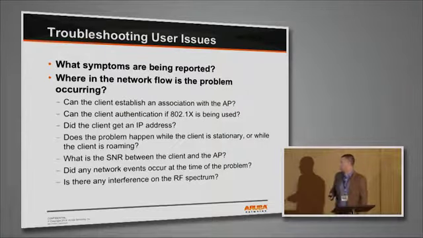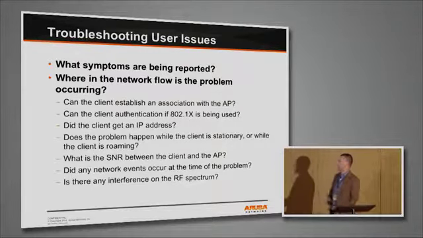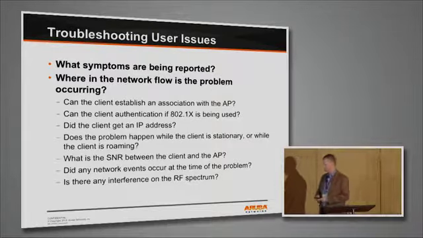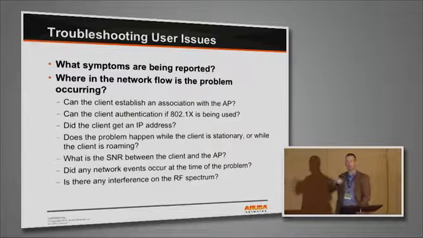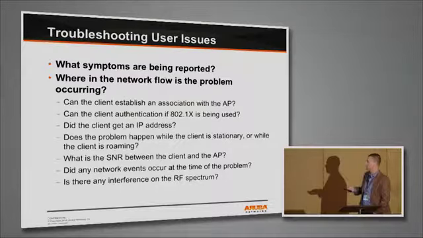You know, is the problem just when the client's stationary or roaming? And that gets back to, if I understand kind of how the building's laid out, looking for things like that firewall that we didn't know about. SNR between the client and the AP, looking at that both ways, not just how's the AP hearing the client or how's the client hearing the AP, but both sides. Do I have an asymmetric deal where the client's hearing the AP great, but I can't hear the client?